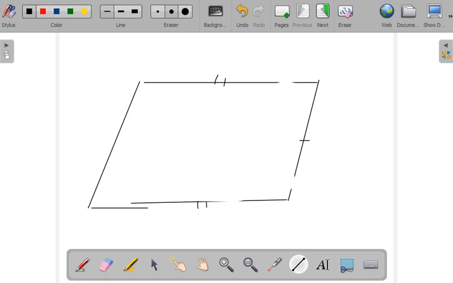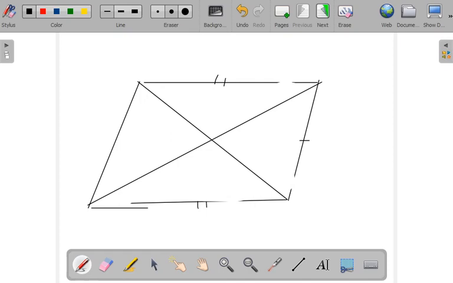The last property is that diagonals bisect each other. So a diagonal goes from one vertex to the opposite. So a parallelogram has two diagonals. It says that these diagonals bisect each other, meaning that they cut each other into two equal parts. So this would equal this side, and this side would equal this side. Okay, so let's do some examples following these properties of parallelograms.